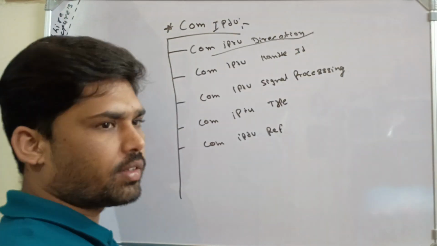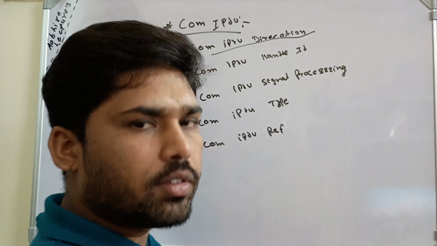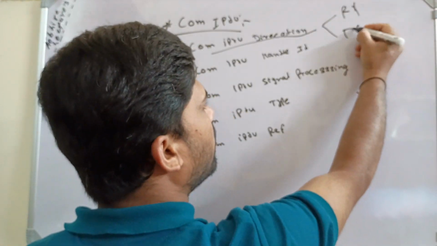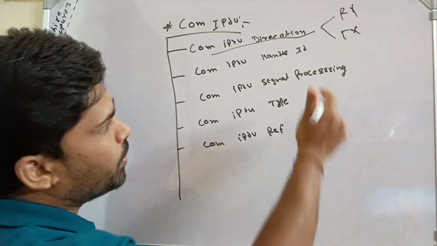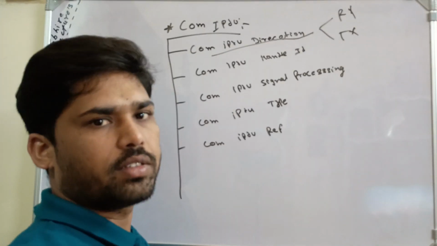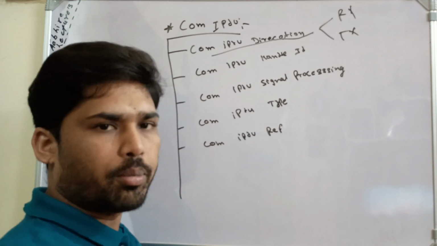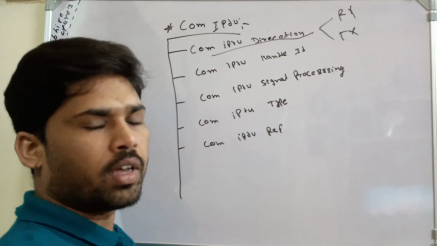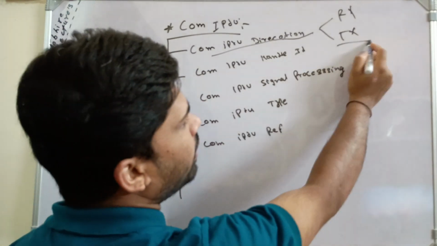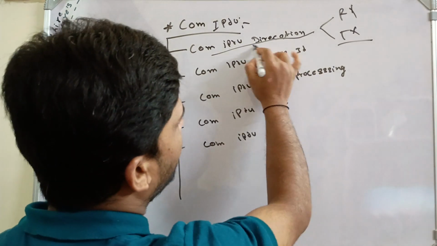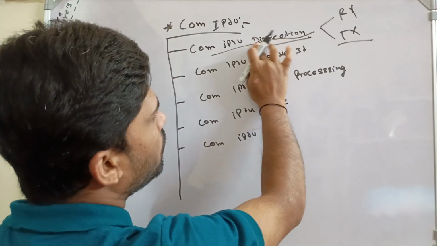Okay, so we have to give which direction the signal we are going to configure, whether it is RX or TX. So in this parameter we have to select whether our signal is RX or TX, which type of signal we are going to configure. So based on the direction we have to select TX or RX. Okay, that is the direction. These things we have to configure.